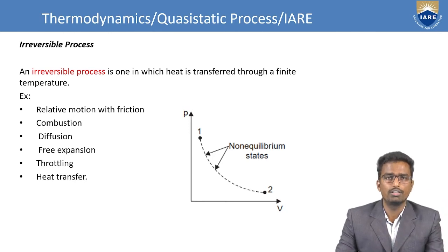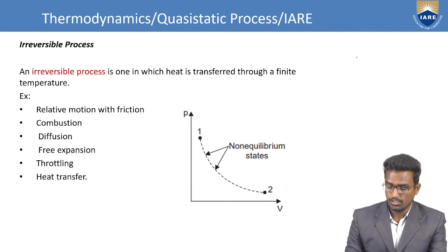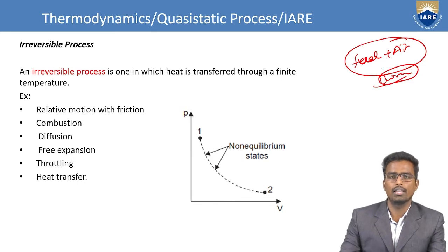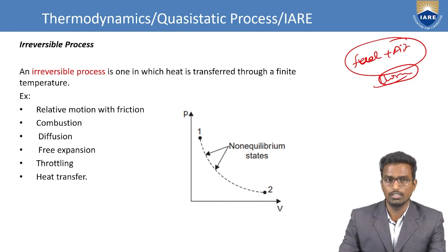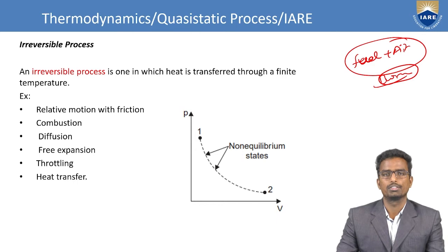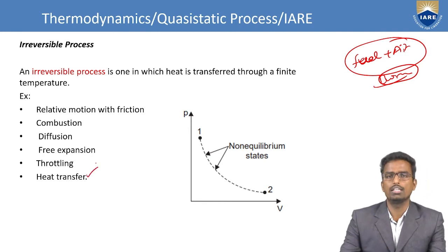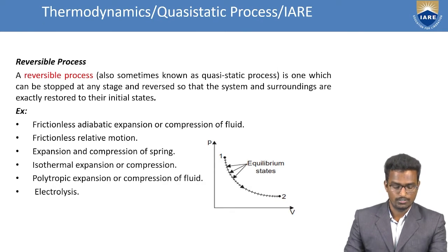Combustion also comes under irreversible processes. Once fuel and air burn, you cannot separate the fuel and air again, right? Once the burning happens, you cannot get it back. That is also an irreversible process. Next, diffusion, free expansion, and throttling all come under irreversible processes. And one more important thing is heat transfer. Heat transfer is also one of the irreversible processes. Right? These all come under irreversible processes.